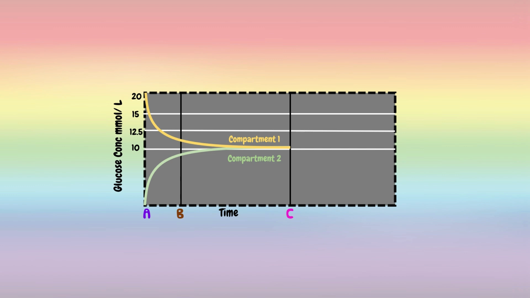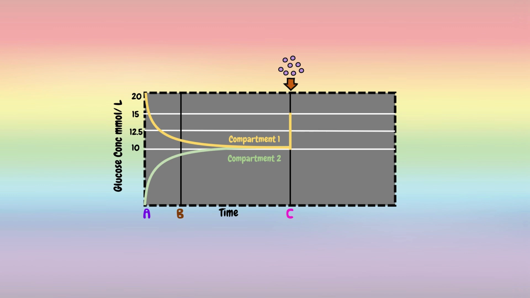Now my question is, imagine that at time C, additional glucose could be added to compartment 1, such that its concentration was instantly increased to 15 mmol per liter. What would the graph look like following time C? Draw the new graph on the figure and indicate the glucose concentrations in compartments 1 and 2 at diffusion equilibrium.